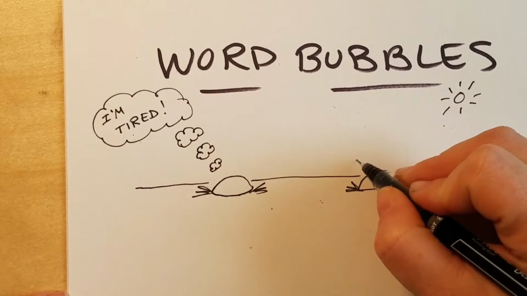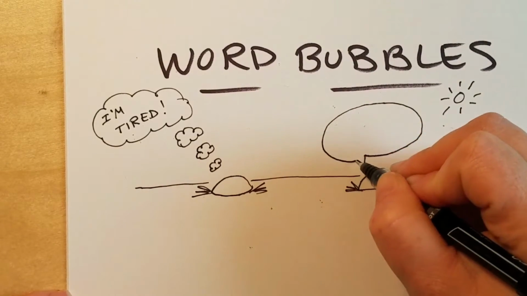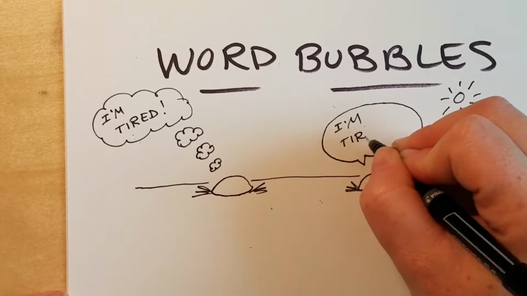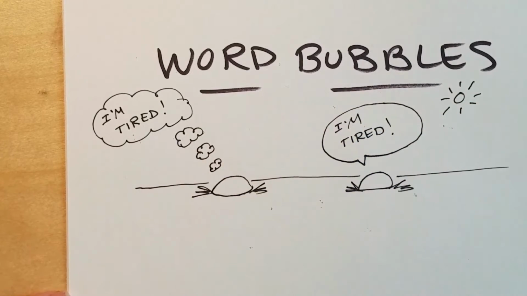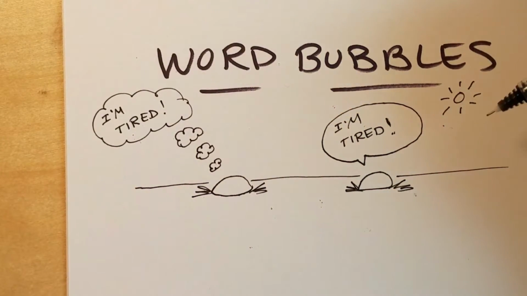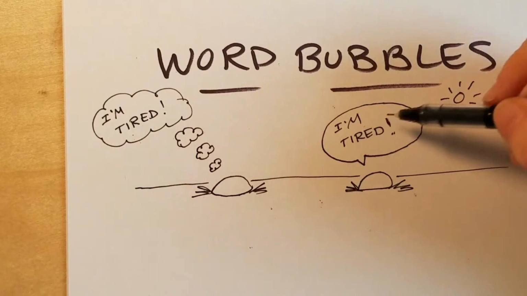Now, what about this? A V and an oval. Is he thinking it or saying it? He's saying it because it's in a very solid bubble. He's also screaming it. How can you tell? First, we have an exclamation point, which means there's excitement added to the wording. And it's also in all caps.